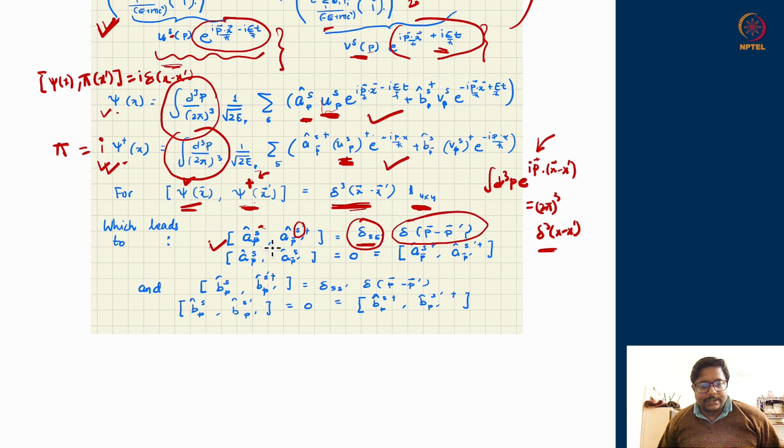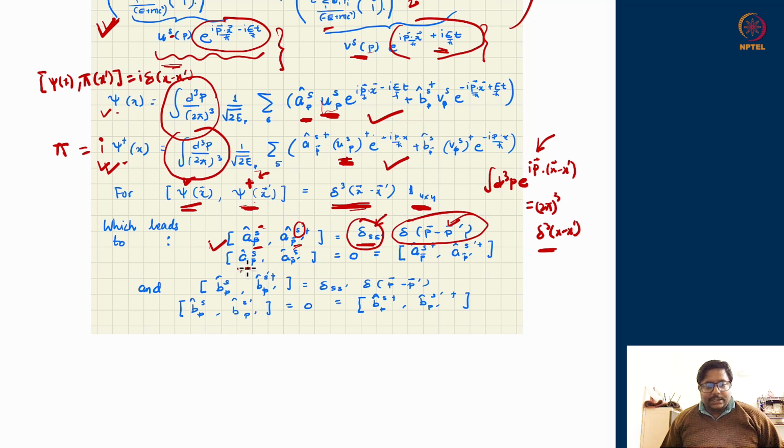If the spins are different, that means the oscillators are different, so they should be commuting rather than non-commuting. So the spin delta function ensures that we are talking about the same oscillator. And similarly for the momentum p also, they should be the same. Otherwise we are not talking about the same oscillator, and therefore the operators would commute.